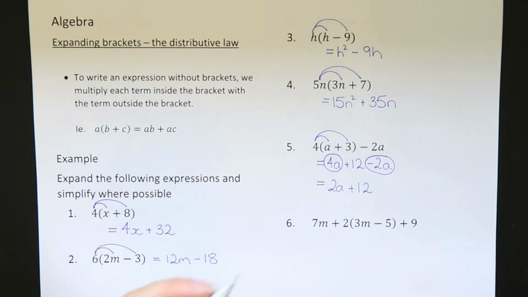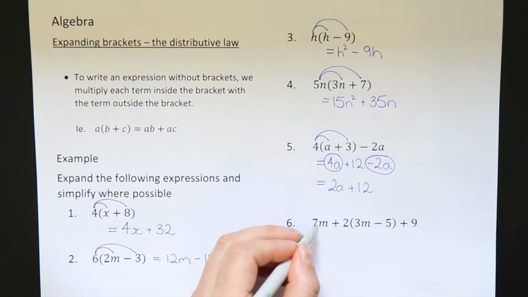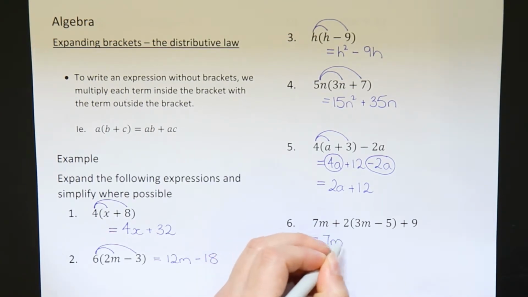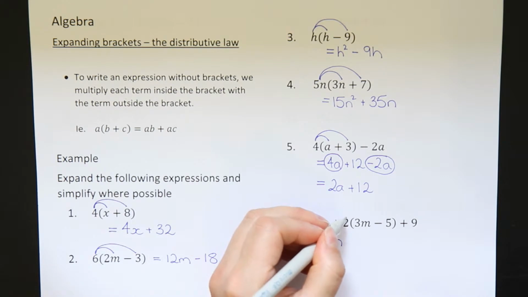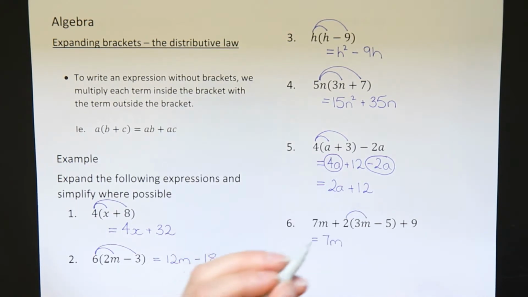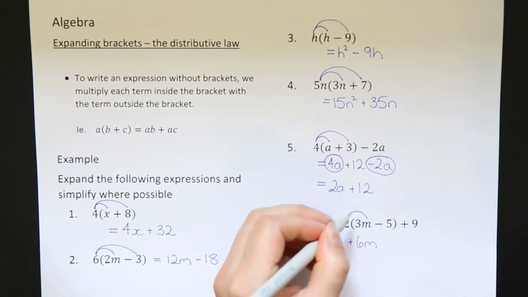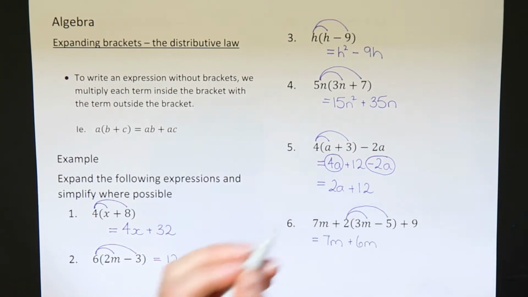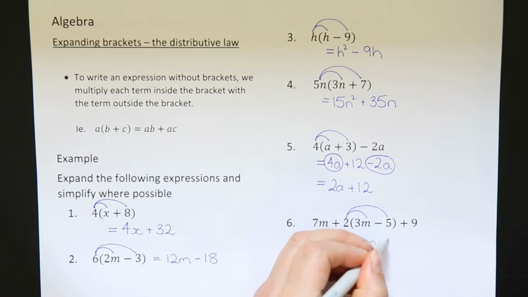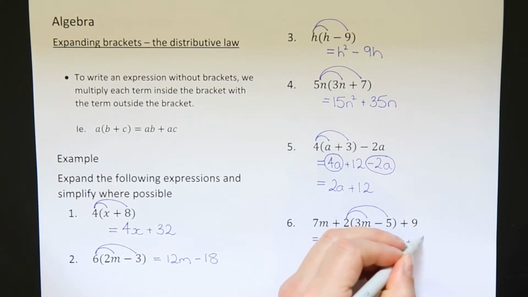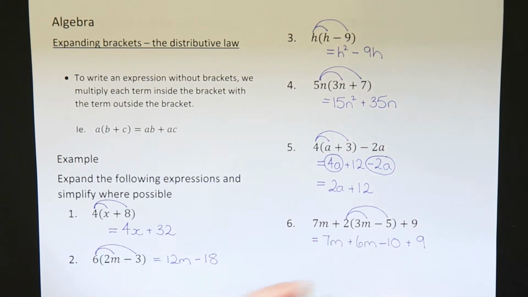Question 6. The 7m isn't part of the bracket, it's just sitting out the front. Then I need to expand my bracket. 2 times 3m, 2 3s are 6, so 6m. Then 2 times minus 5 is minus 10. And the 9's not part of the bracket, it's just sitting at the end. So I have a bracket and just 2 extra bits sitting around.